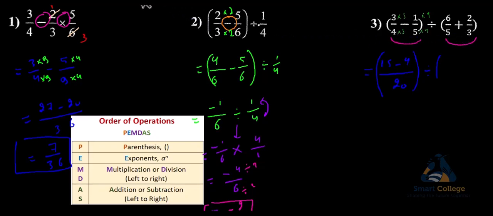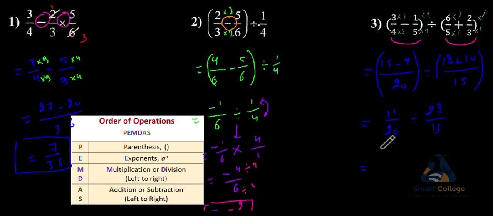The second one is 6 over 5 plus 2 over 3. The common denominator of 5 and 3 is 15. So multiply here by 3 and here by 5. So we will have 6 times 3 is 18 plus 2 times 5 is 10 over 5 times 3, that's 15 in the denominator. Now make the operation of the subtraction. 15 minus 4, that's 11 over 20, divided by 18 plus 10, it's 28 over 15.